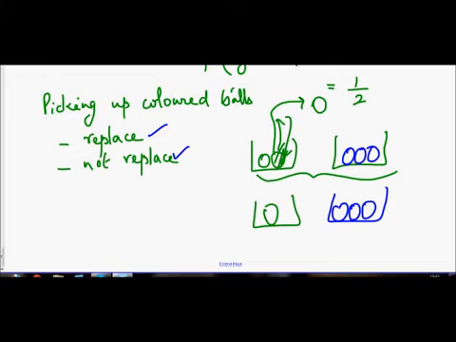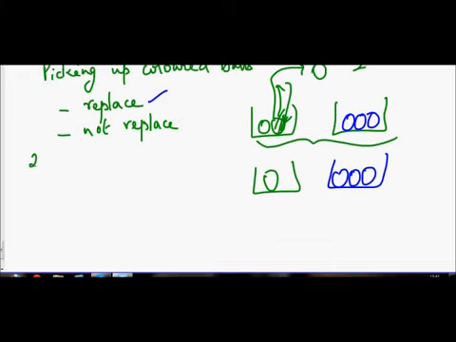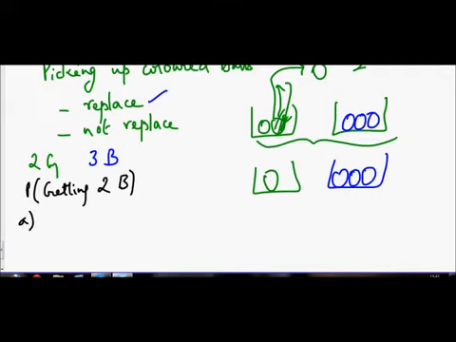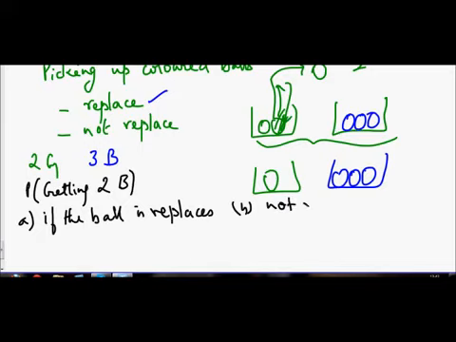Let's consider this same example: two green balls and three blue balls. Now I want to find the probability of getting two blue balls. When you are choosing two balls at random from this box, what is the probability of getting two blue balls? The first condition is if the ball is replaced after the first draw. The second condition is when it is not replaced, obviously. So what happens if it is replaced?